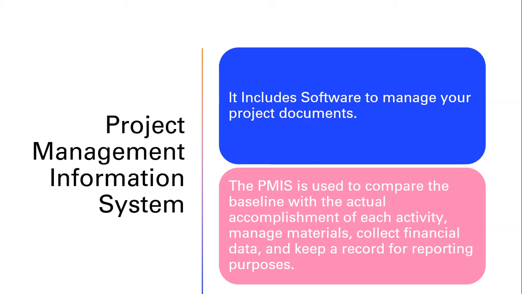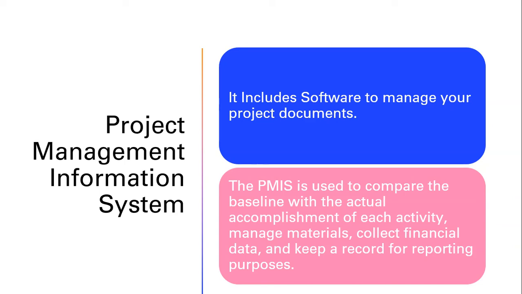So expert judgment, bottom-up estimating, analogous estimating, parametric estimating, alternative analysis, project management information system, and meetings. These are the tools and techniques of estimate activity resources. So we have talked about two processes, tools and techniques: plan resource management and estimate activity resources. My next process is acquire resources, which is the third process of project resource management knowledge area.